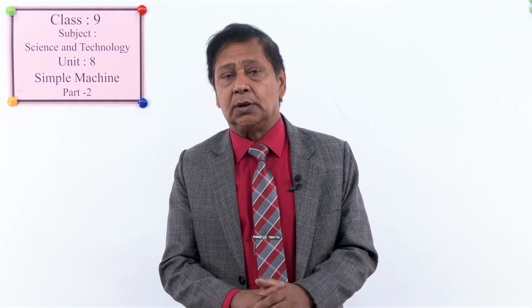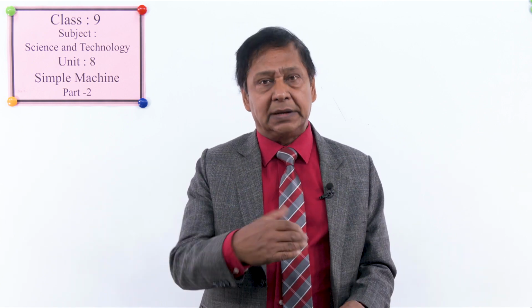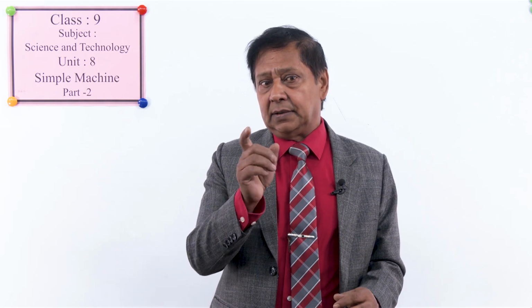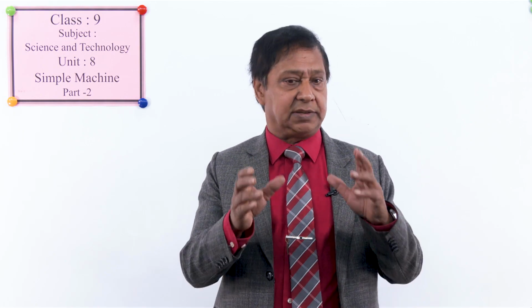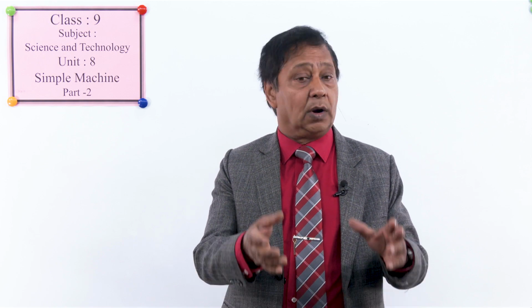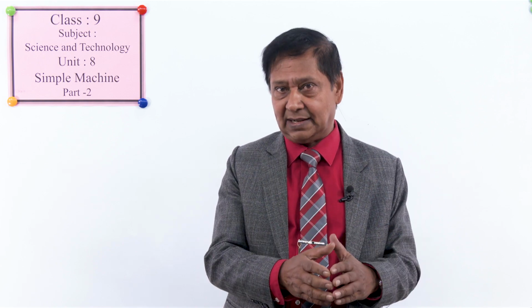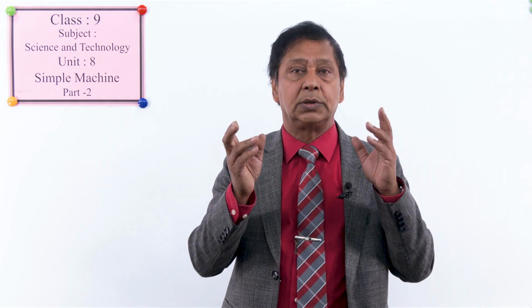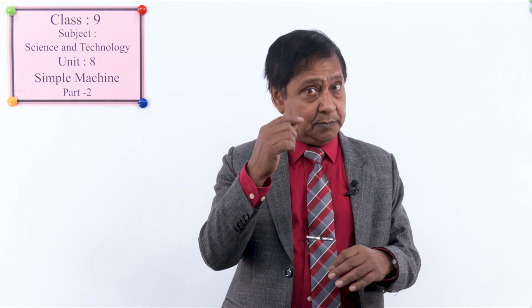Welcome to this class. Today we are continuing the chapter Simple Machine, from Class 9 Science and Technology, Unit 8, and this is part 2. In part 1 you were taught about mechanical advantage, velocity ratio and efficiency in detail. What a simple machine is was also covered in the previous class. Simple machine, mechanical advantage, velocity ratio, etc. were done in the previous class, and types of simple machine were also told in part 1.